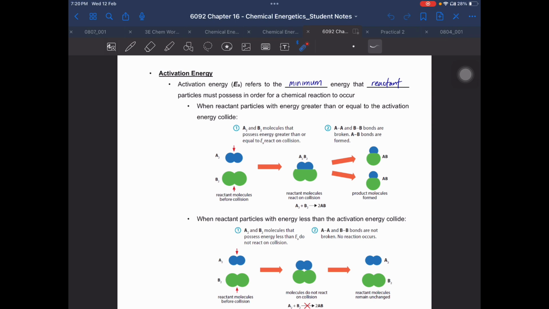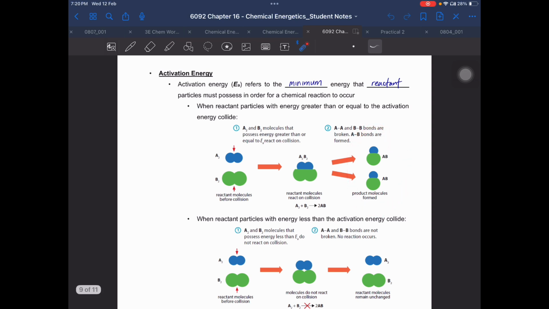Alright, as you saw from the video, activation energy really refers to this certain amount of energy that must first be present in order for any reactant particles to collide and to result in a reaction. Now, whenever particles have energy greater or equal to the activation energy, and when they smash against each other, or what we call collision, this actually kickstarts a reaction that gives rise to new products.